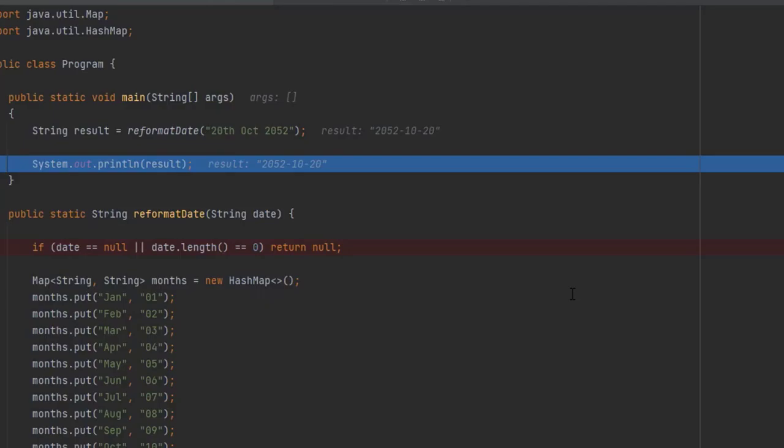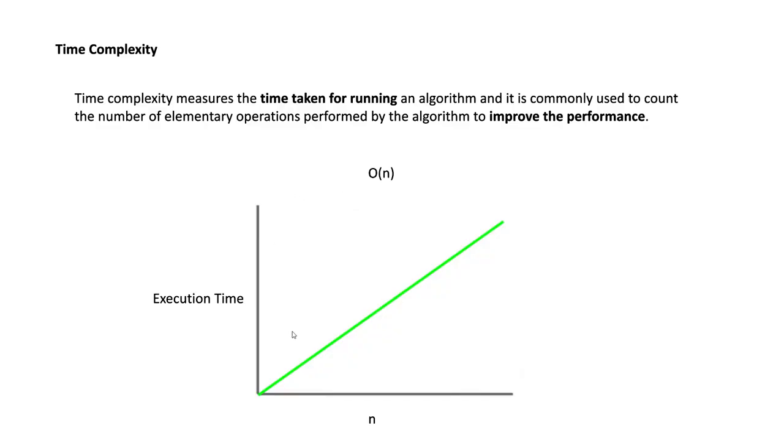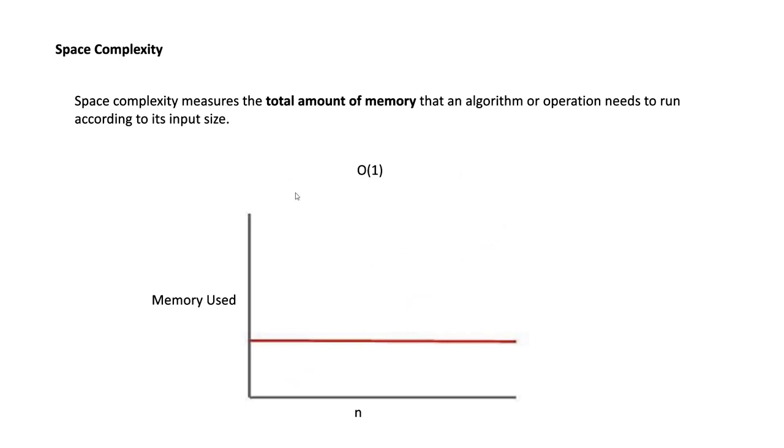All right, I'll give you a little sneak peek here on the time complexity. It's O of n because of the hash map. And the space complexity is O of 1. We're just passing in a string date and returning the date in a different string format. So no extra space is needed.